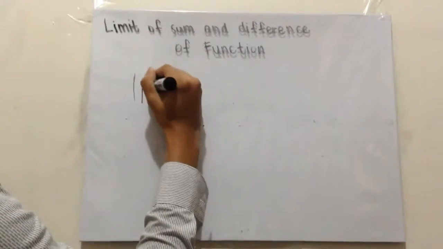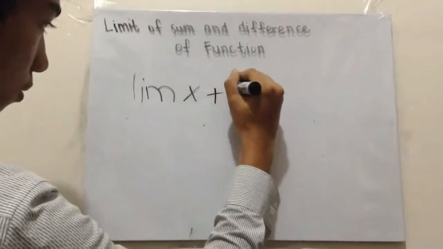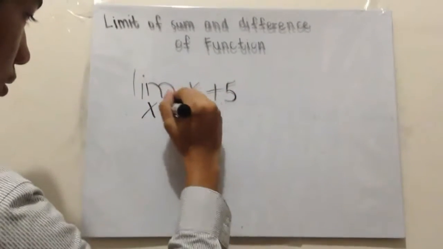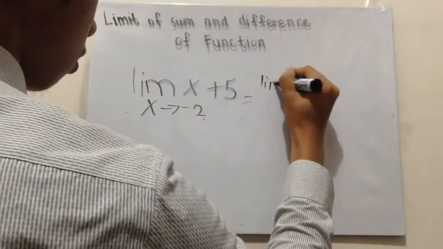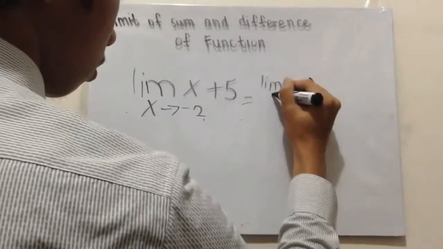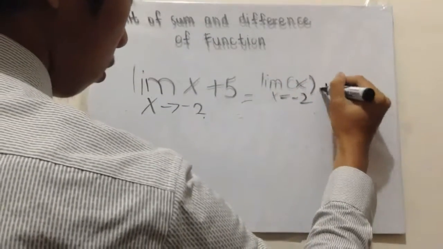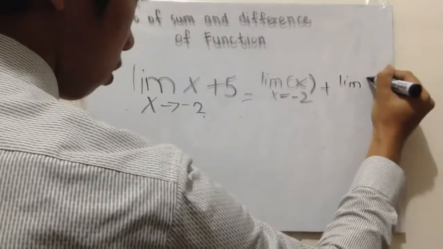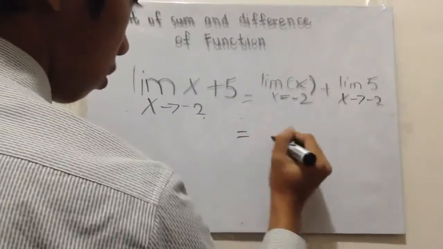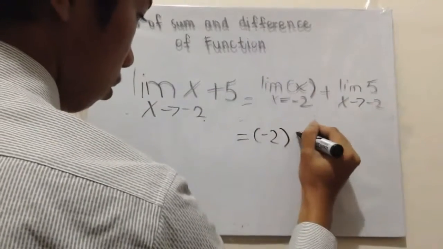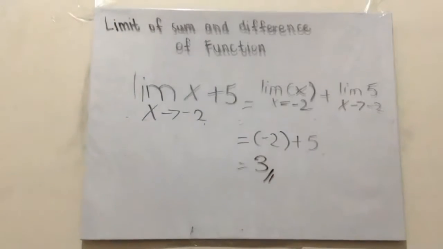Now for the next problem, find the limit of x plus 5 as x approaches -2. Separate the terms: limit of x as x approaches -2 plus limit of 5 as x approaches -2. Now substitute the x with -2 plus 5, and the final answer is 3.